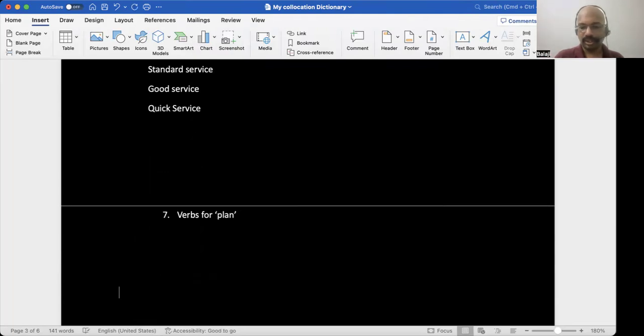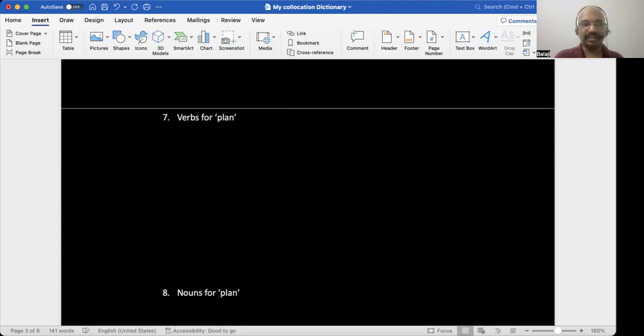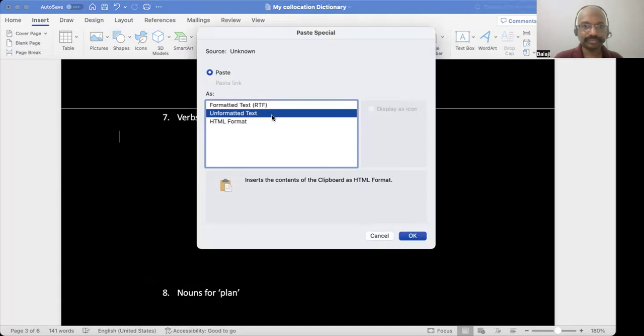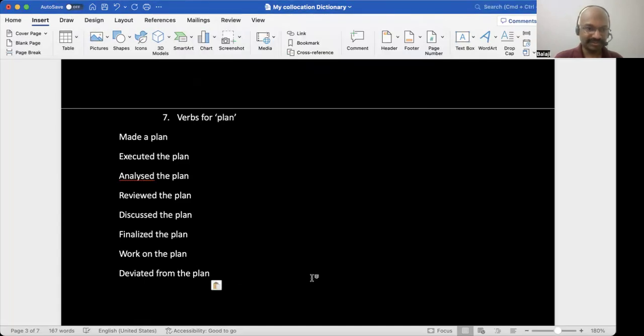Now, up next is plan. We need some action words that can be used along with the word plan. What kind of words do you think would be suitable? There are multiple words, right? You come up with a plan, you create a plan, you work on a plan, you execute a plan, right? So there are a number of things here. Here is my list.